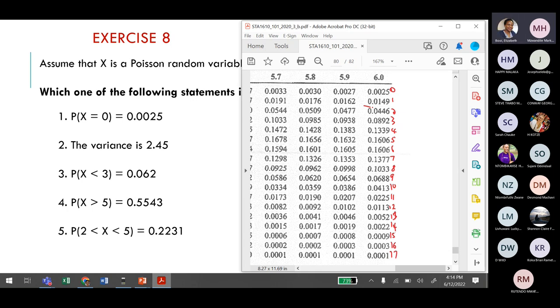Okay, so let's look at number one. We're looking for the incorrect one. Don't tell me the answer as yet. We will do the answers once we are done looking at the options. We're evaluating all of them. Write the correct answer for number one. Number two said the variance is 2.45. Is that the variance? Remember, it is the square root of your lambda. Number three, find the probability of X less than 3. Write the values down.